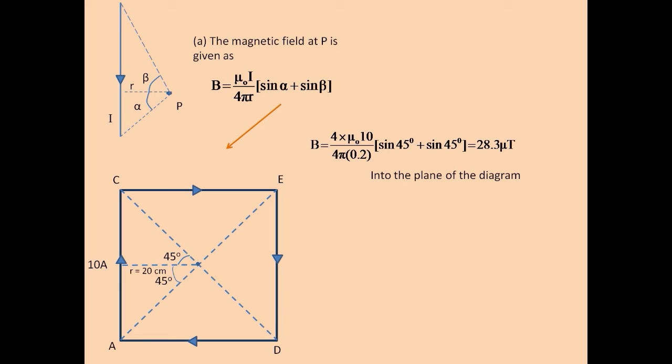Using the right hand rule, you can easily find that the magnetic field at the center of the square will be into the plane of the diagram. Have you understood that? Now we will go to part B.